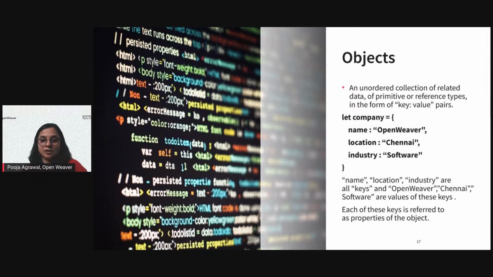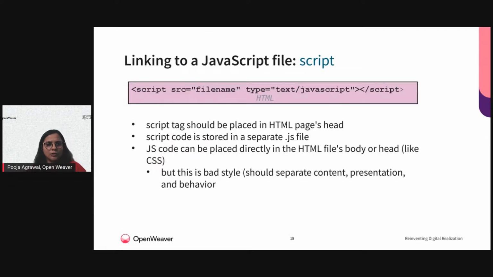So basically, the things on the left of the colon are your keys, and on the right are your value pairs. Each of these keys is referred to as a property of the object. Object types basically simplify the way in which you access or create elements in the script part of your JavaScript.